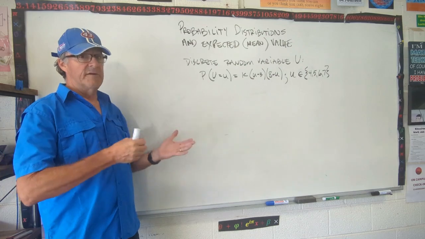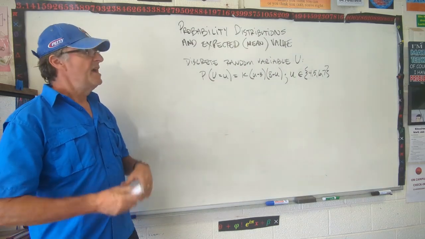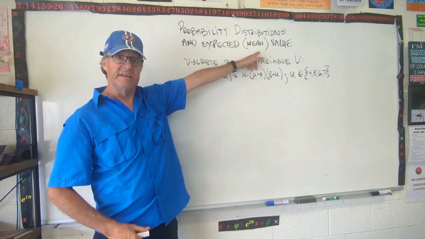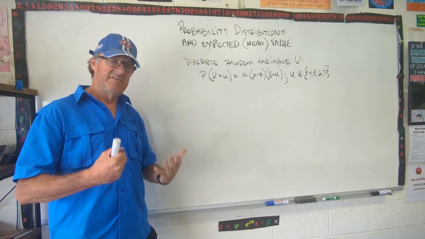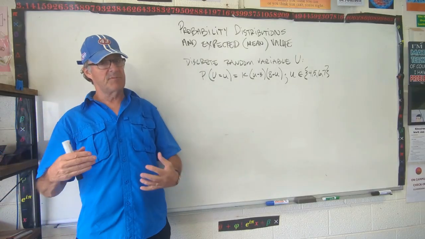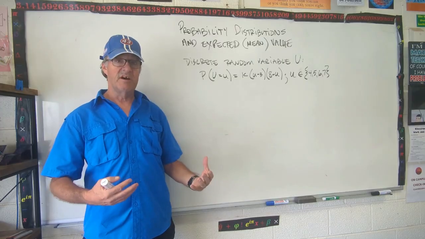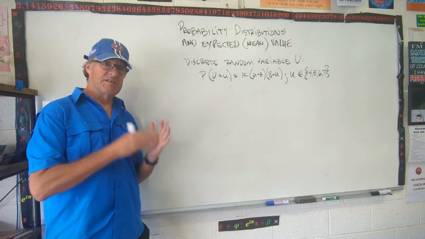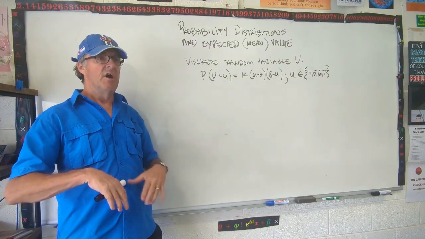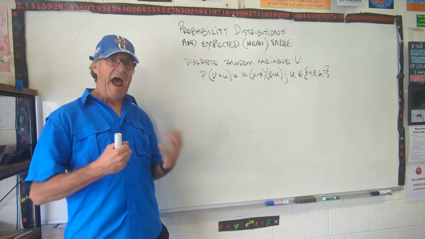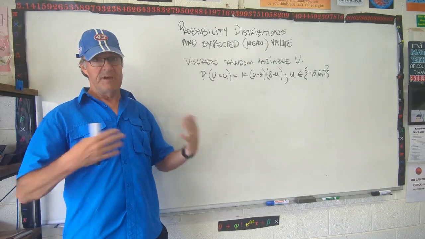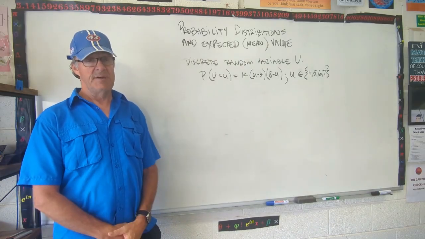Today's lesson covers probability distributions and expected or mean value. Now what this is, if you have a big old probability experiment, like you're rolling dice or flipping coins, and you're doing a bunch of trials, what is the expected value or the mean value? So like, what's the average outcome of a big probability distribution type experiment?